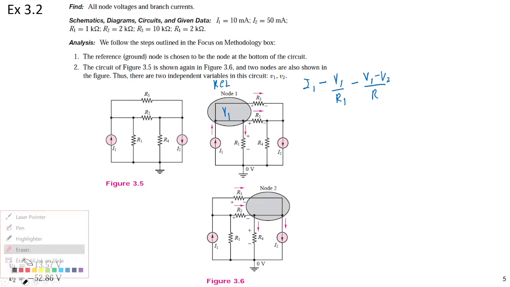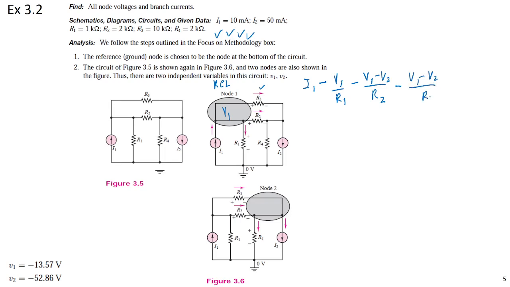Not very difficult, but you need to just keep focus on the step. R2, right? Next, minus this current is V1 minus V2 divided by R3 is equal to 0. Okay? Then we can substitute I1 10 milliamp, R1 1 kΩ, R2 2 kΩ, like this, right? You can substitute.